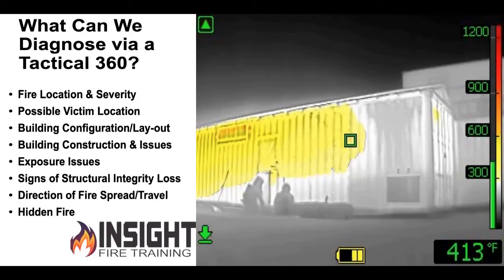Building construction issues. I'm looking at an older home that's drafty and falling apart, or something that's been chopped up and made into something it shouldn't be. Exposure issues. I showed you examples of that. Signs of structural integrity loss. You probably were taught this in your fire classes. When you start seeing the roof sag, the pipes grow. Well, guess what? Wood starts to break down between 300 and 500 degrees.